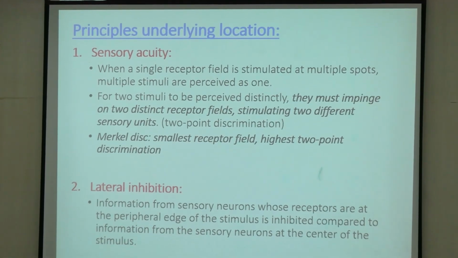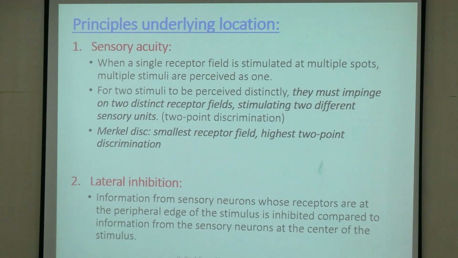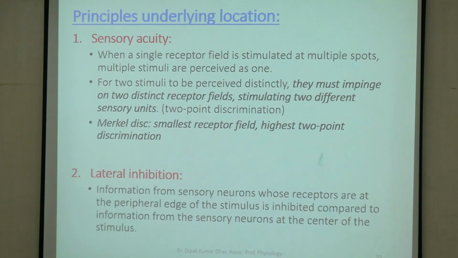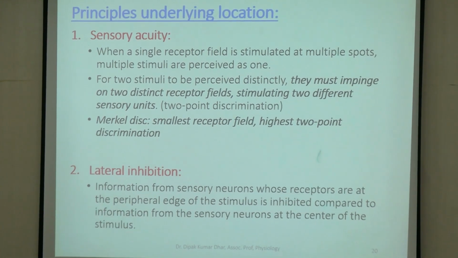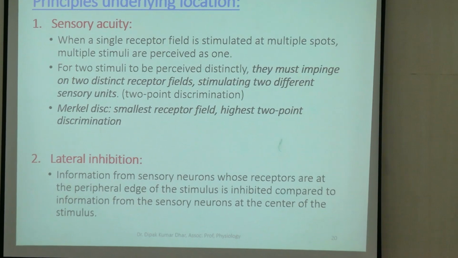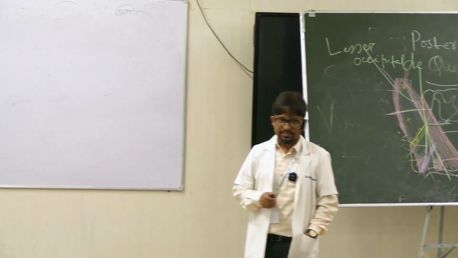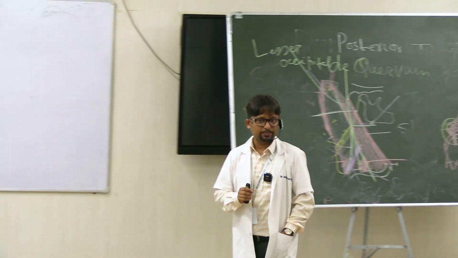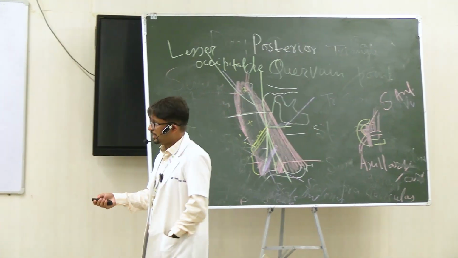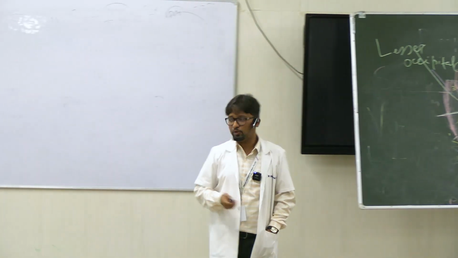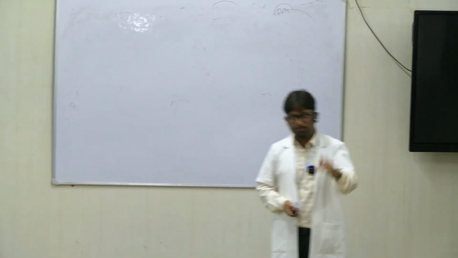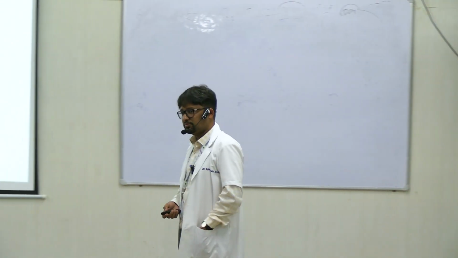Right? So 2-point discrimination is better in areas which are densely innervated, and the ability is lesser in areas which are sparsely innervated, like the back, the thighs, and all of these areas. Merkel's disc, I told this some minutes back also, has the smallest receptor field. So Merkel's discs play a very important role in 2-point discrimination. And what was this Merkel disc? Was it a deep receptor or a superficial receptor?